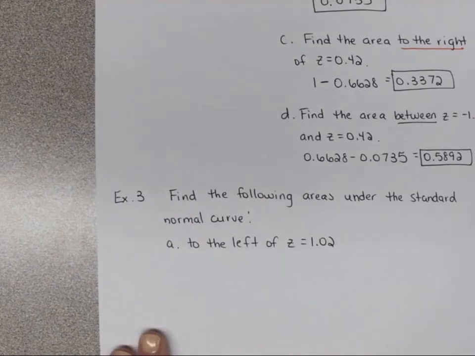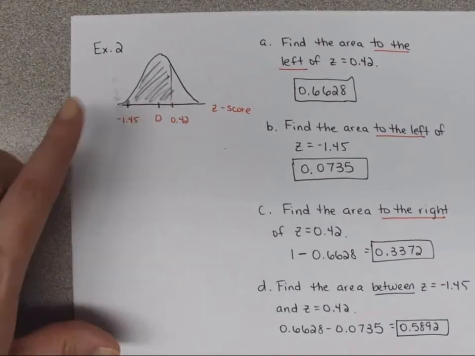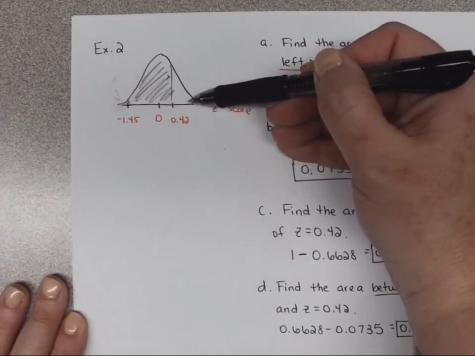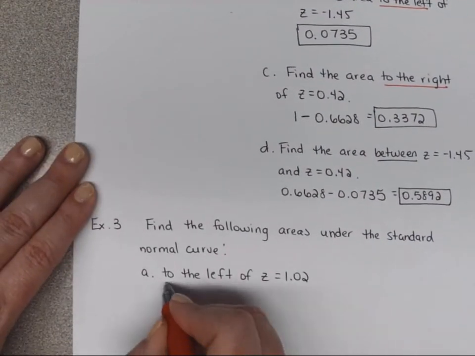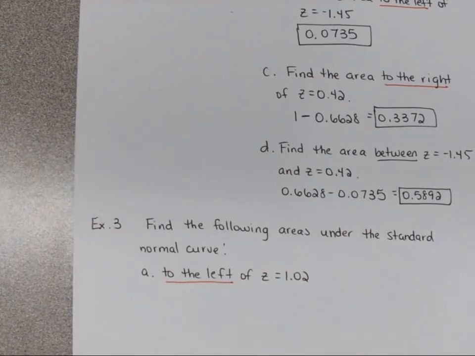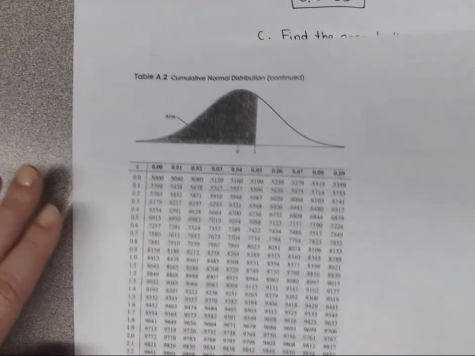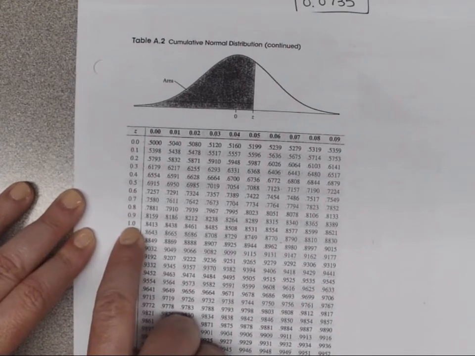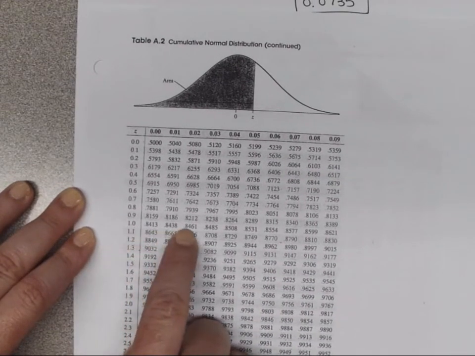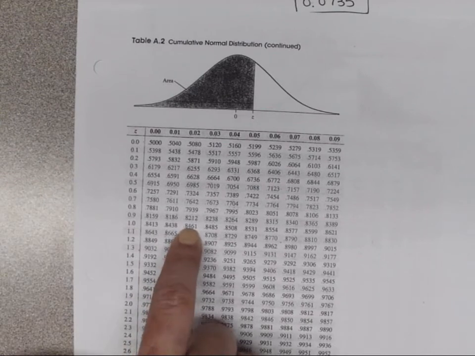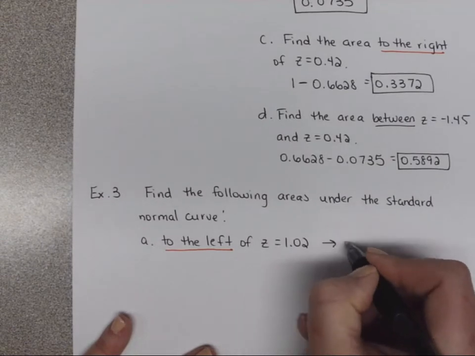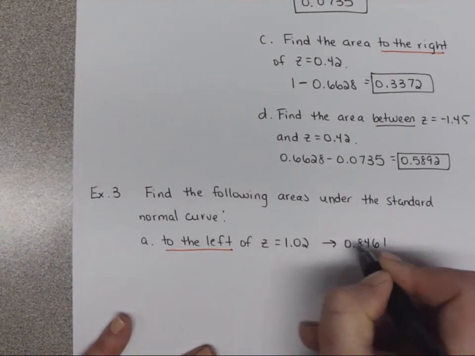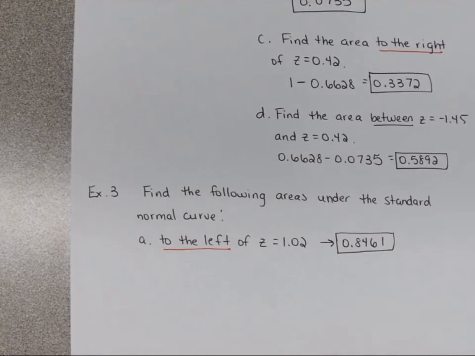So hopefully you can maybe look up here at this graph, right? 1.02 would be about here-ish, over here. And we're trying to find the value to the left of 1.02. So if it's to the left, you have to tell yourself, okay, I can just read the chart as normal. Okay, so I'm going to take the chart out, and I'm going to find 1.0 first on the positive side, right? And I'm going to scroll my finger over until I get to the 0.02, so it looks like it's 0.8461. Okay.